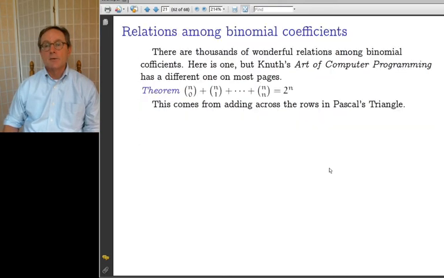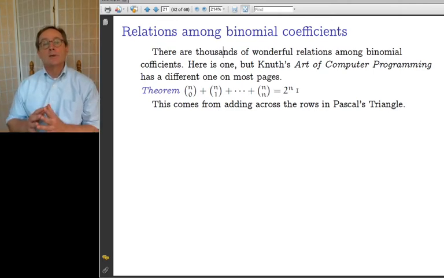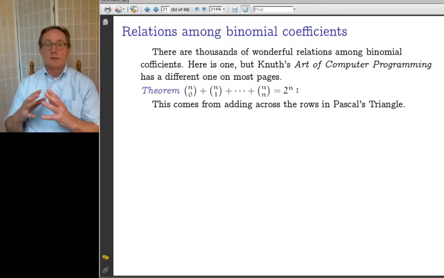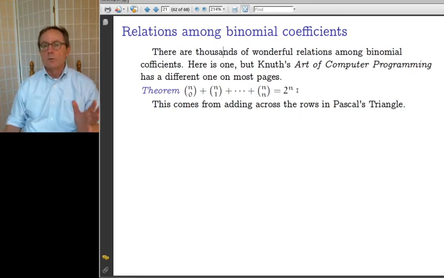And that's exactly what this theorem says. It says when you add across the rows, if you add across row n in Pascal's triangle, then you're looking at 2 to the n. Isn't that nice? And again, as with most combinatorial results, you have to have the right insight. And once you have the right insight, sometimes things click. It's a wonderful, wonderful thing.